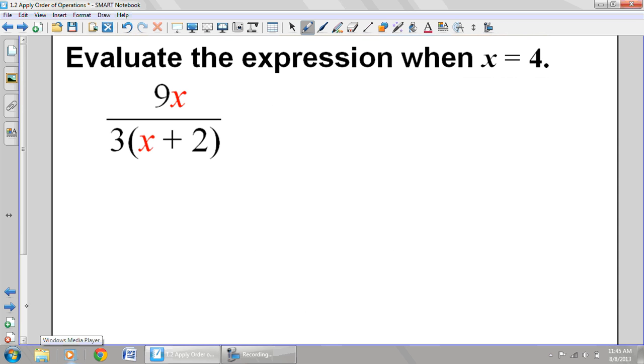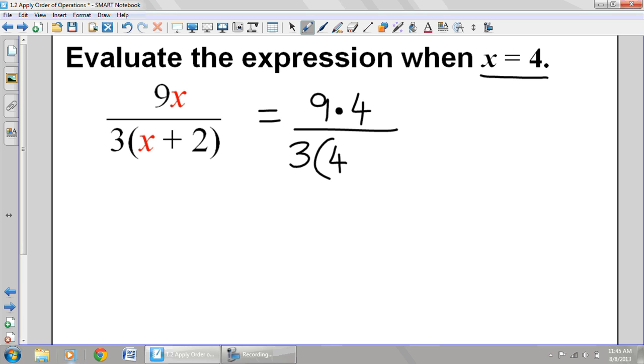Now look at this question. Evaluate the expression when x is equals 4. So let's write this as 9x, which means 9 times x. So I'm substituting x as 4. And I'm going to write the 3x, I'm going to replace once again by 4 plus 2. I am getting the 4 from here.